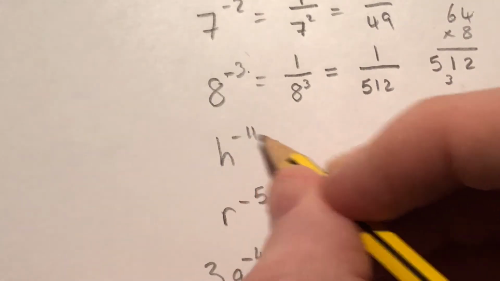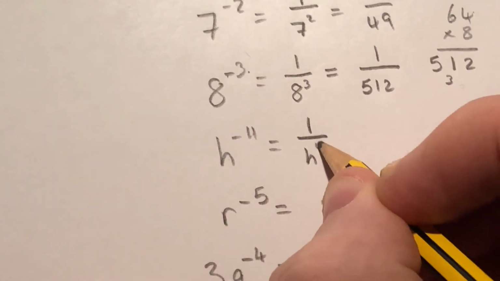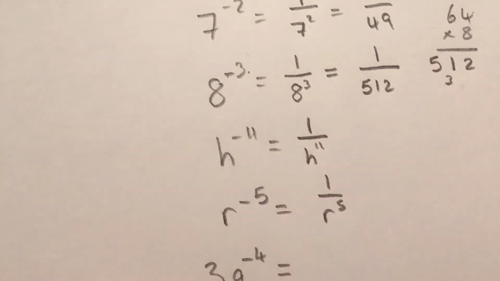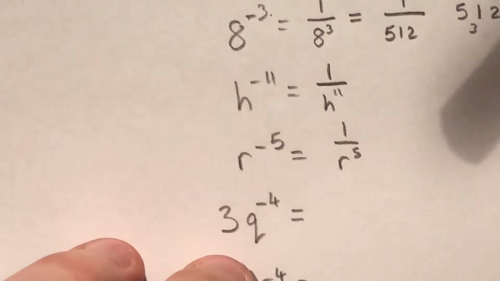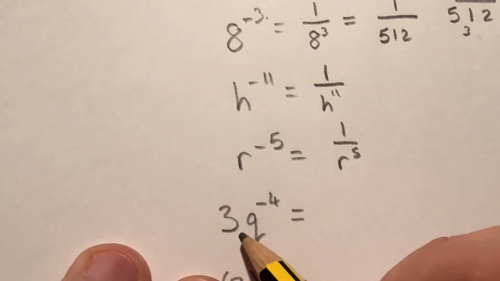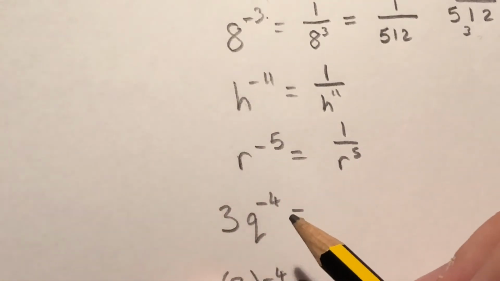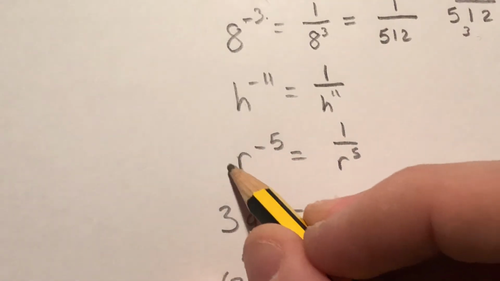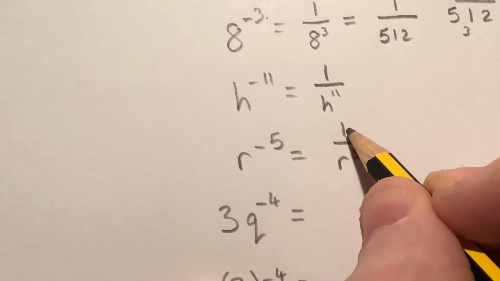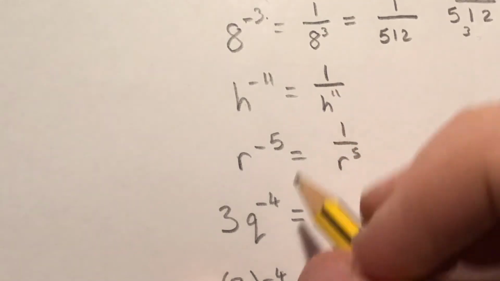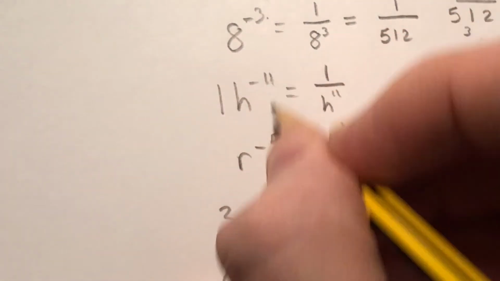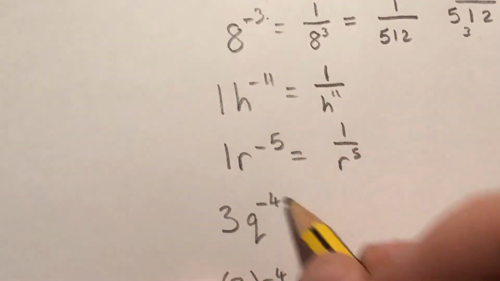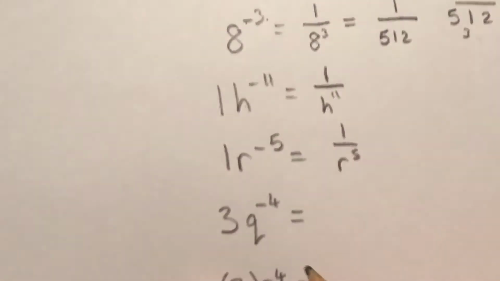So h to the power of negative 11, 1 over h to the positive 11, r to the negative 5, 1 over r to the power of positive 5. And then we can move on to the numbers then. Ones where we've got coefficients as well. These are always the ones that try and trick people, and they trip people up on a regular basis. So in this one here, we have to think to ourselves, well, where's this 1 come from? I could say this is 1h to the negative 11, or 1r to the negative 5. So the 1 goes to the top, and the h to the negative 11 goes to the bottom.